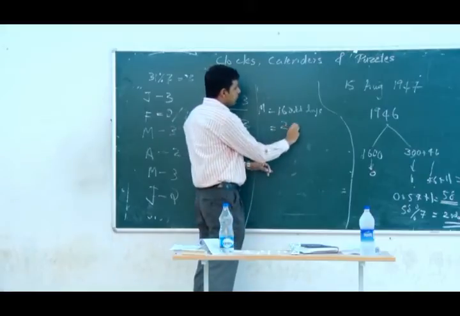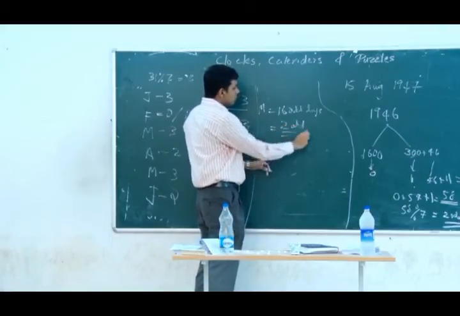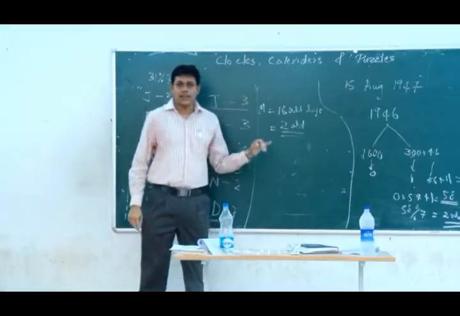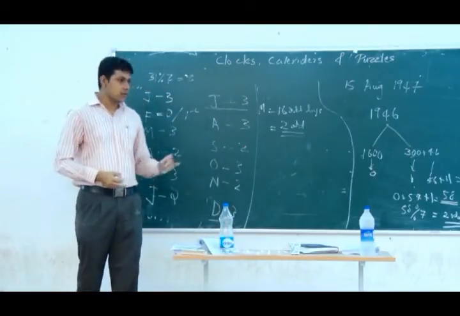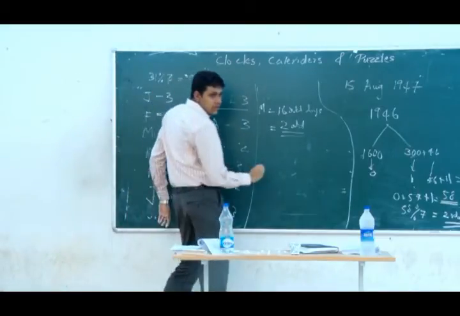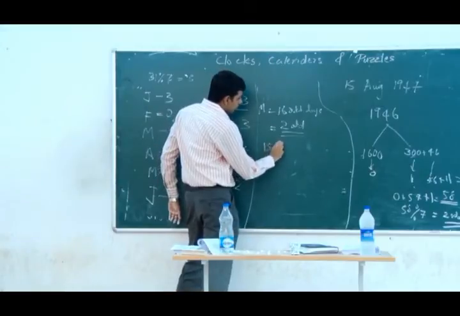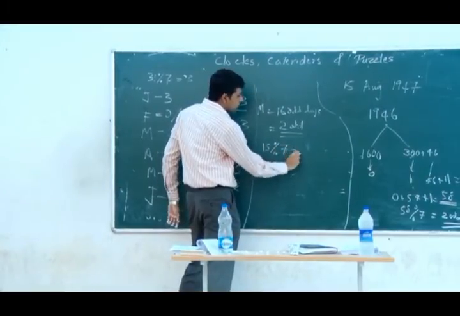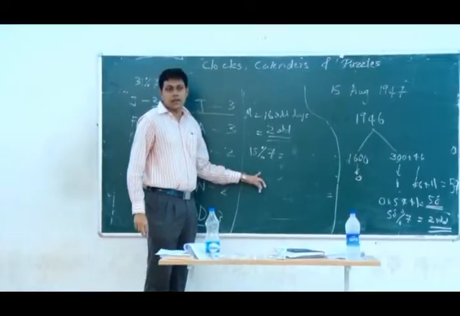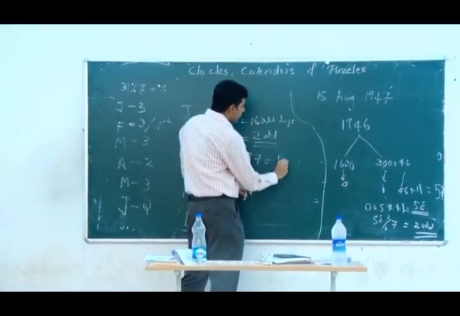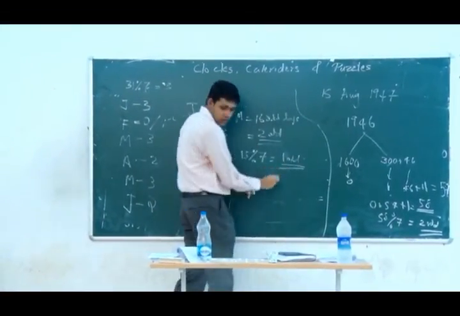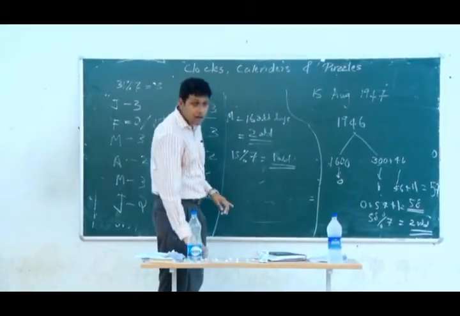We have a remainder of 2, again 2 odd days. Next we will just look at the date. The date is 15. So 15 divided by 7, the remainder is 1. 1 odd day. Okay, so here we have found 3 things.